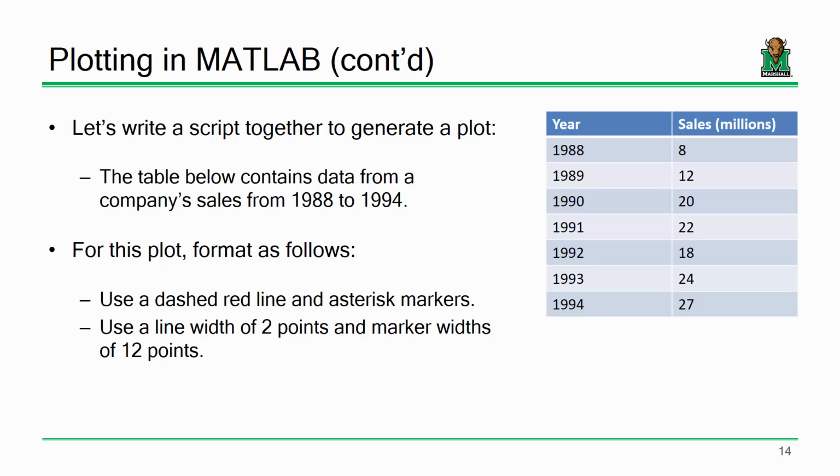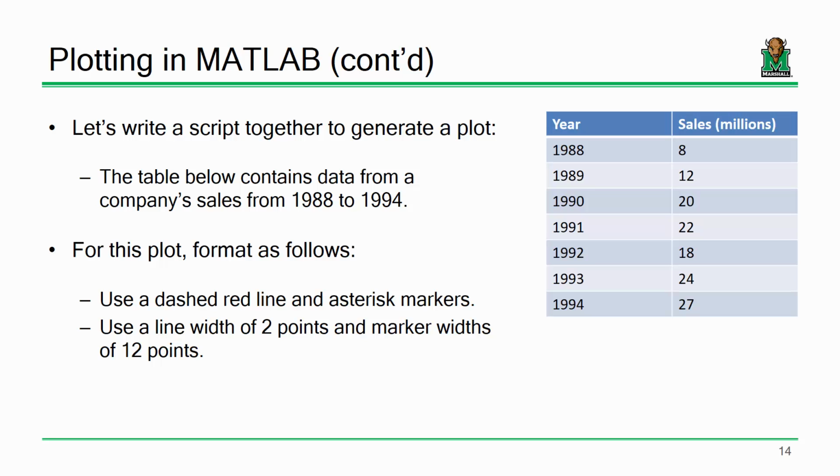So let's take a look at it. The table below contains data from a company's sales, from 1988 to 1994 in 1-year increments. Nudge, nudge, wink, wink. You shouldn't have to type all those numbers in, right? And here are the sales data: 8, 12, 20. So this is how much the company's made.